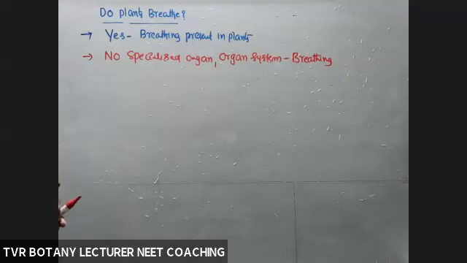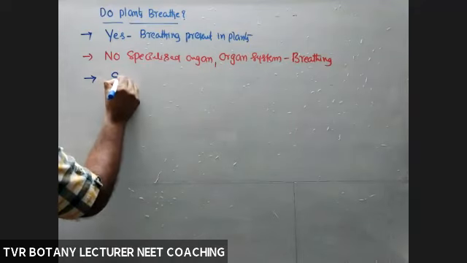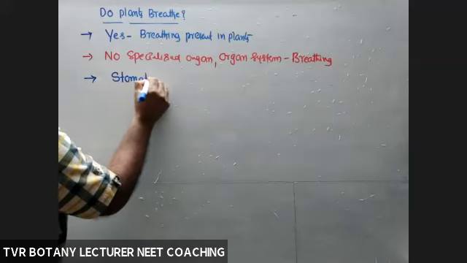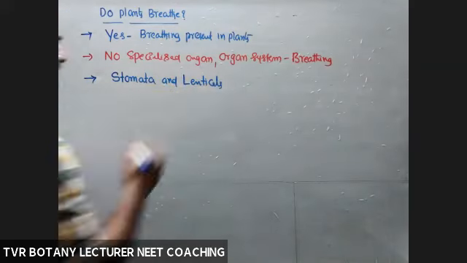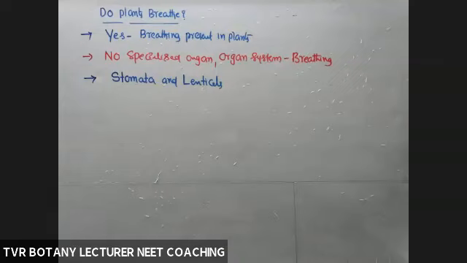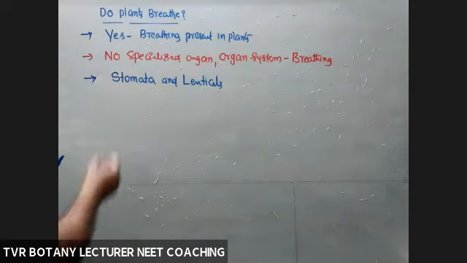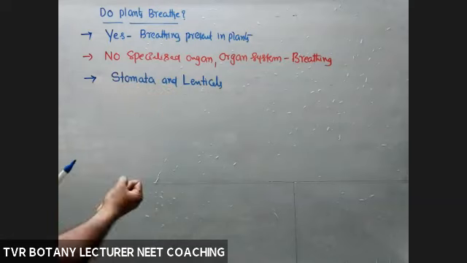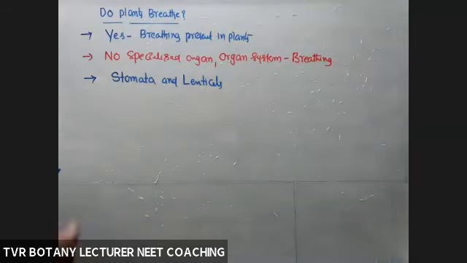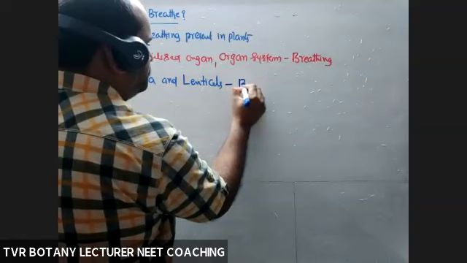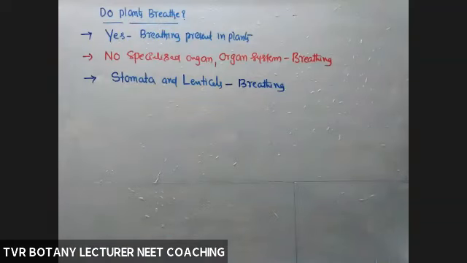But how are plants able to perform breathing? Definitely with the help of a certain number of structures, well known to you: stomata, lenticels. These are not parts, these are not organs. A stoma is just a structure with a certain number of cells only. We should not consider stomata as a part. Lenticel is not an organ, just a structure with certain number of cells. So they are concerned with breathing, exchange of gases.